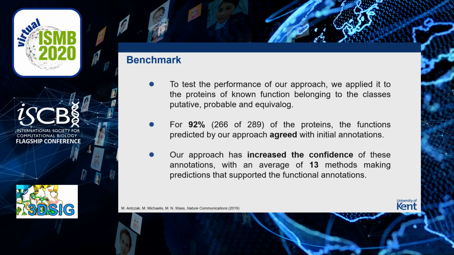We benchmarked our method by applying it to the proteins with known functions and comparing the results with the initial annotations. We found that for 92% of the proteins, our predictions agreed with the initial annotations. However, our approach has increased the confidence of these functions, with an average of 13 methods supporting them.